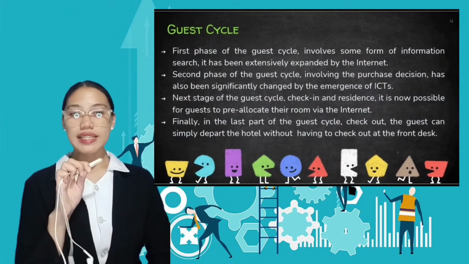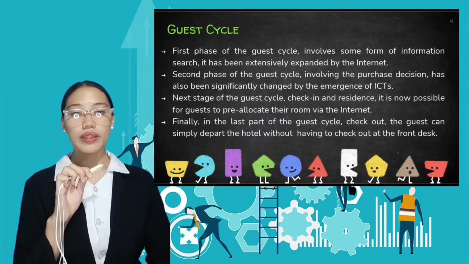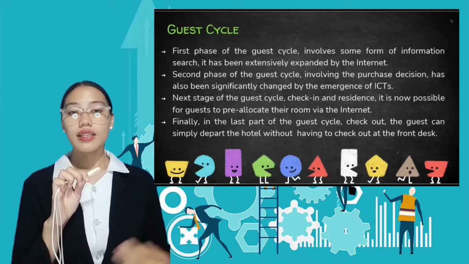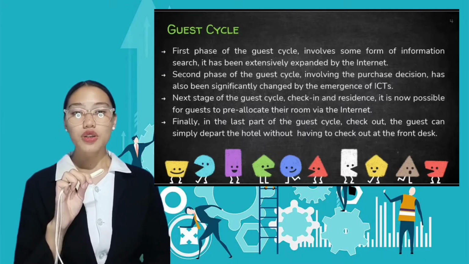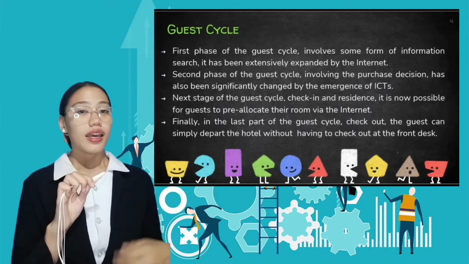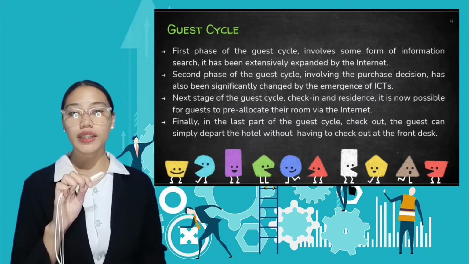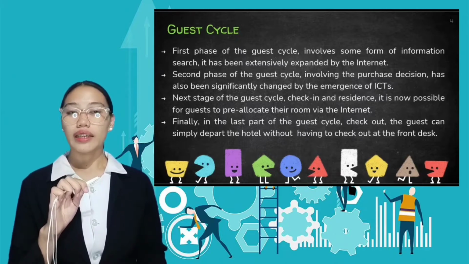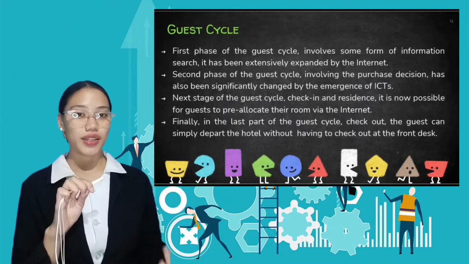First phase of the guest cycle. In the first phase, nowadays we all know we use the internet to search for information about many things, and the same with hotel booking. Guests are searching for information or an available room in the hotels that they choose. And they also search for information on whether other guests were satisfied with the service of the hotel. And they can check all the information easily because of the internet.